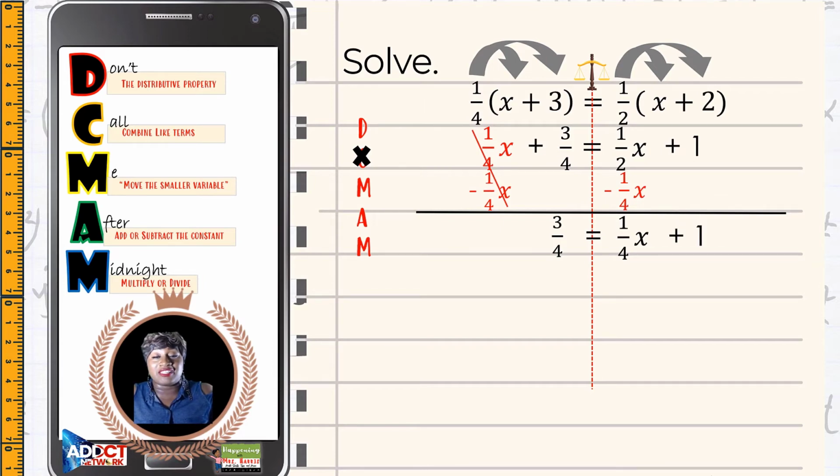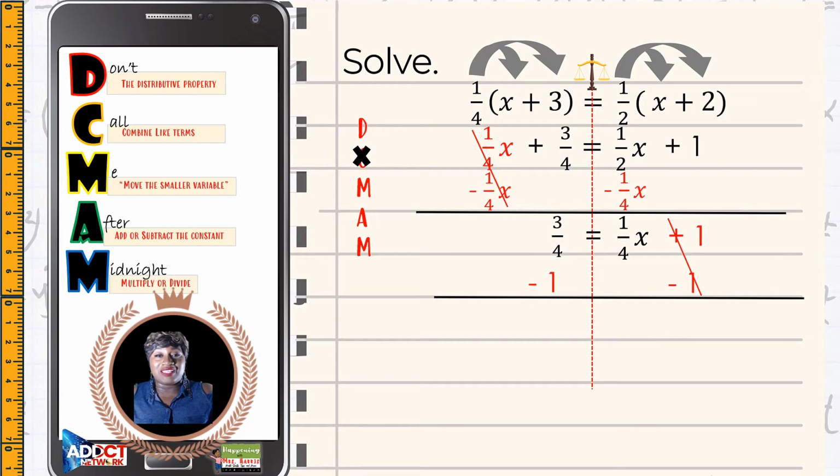Now let's move on to the next letter in our acronym, A. Add or subtract the constant term. Our variable x is on the right side of the equal sign. The constant term is plus 1. The opposite of adding 1 is to subtract 1. So now we will subtract 1 from both sides of the equal sign.